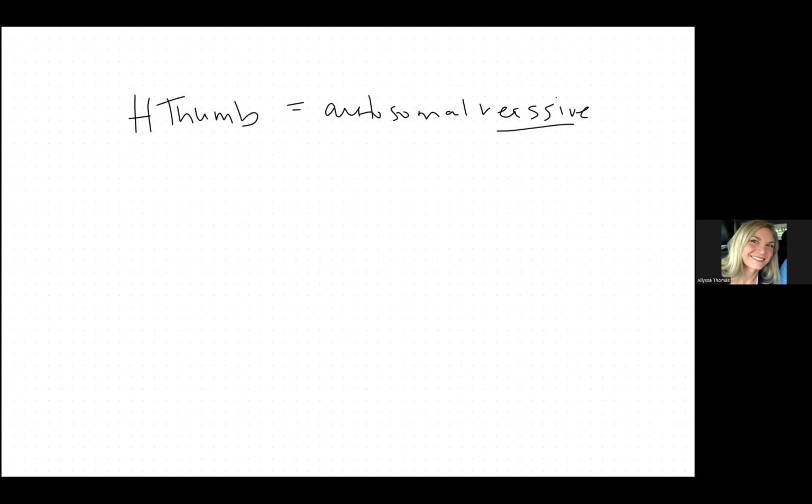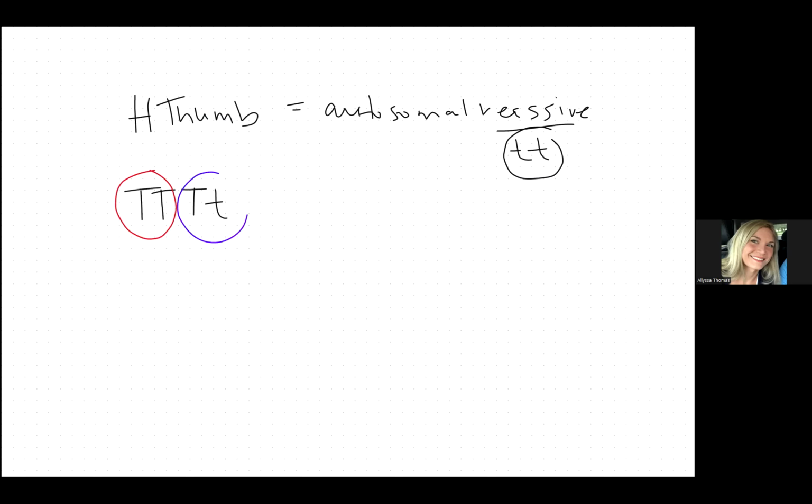Because it's thumb, I'm going to go with little t, to make my life easier. The genotype for a hitchhiker's thumb has to look like this. A person without a hitchhiker's thumb would look like this or like this. So they're either going to be what we call homozygous dominant or what we call heterozygous.